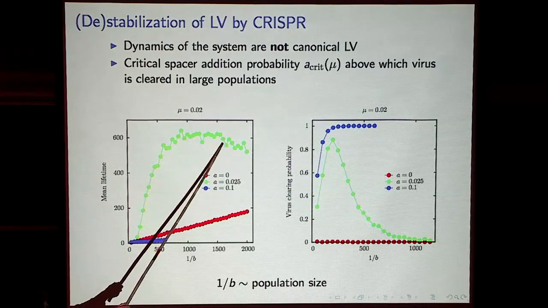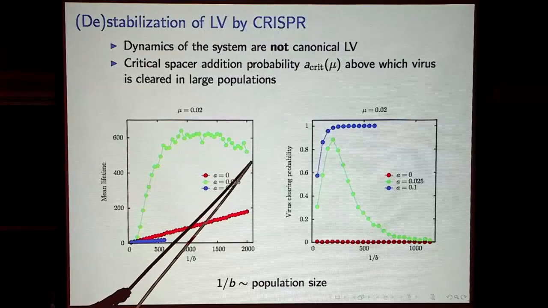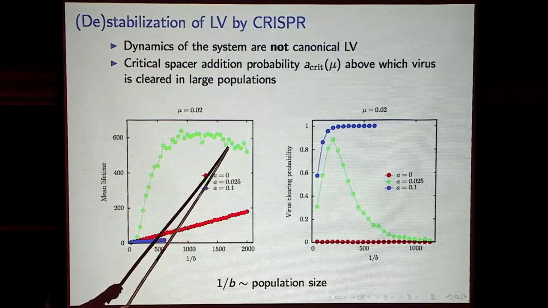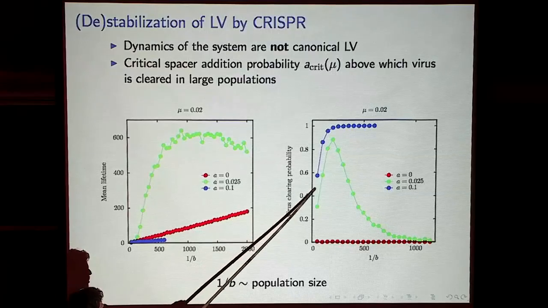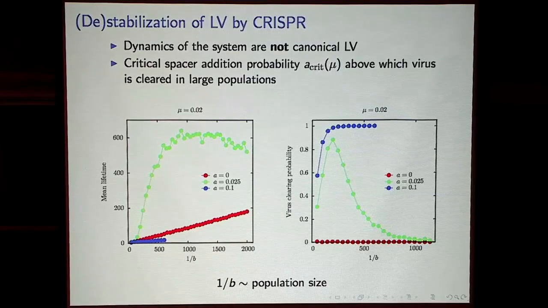But as the viral population size increases, the CRISPR becomes less effective, and eventually I think this curve will asymptote to this curve. So in the limit of infinite population size, for this particular addition rate, the CRISPR becomes ineffective in the large population size limit.